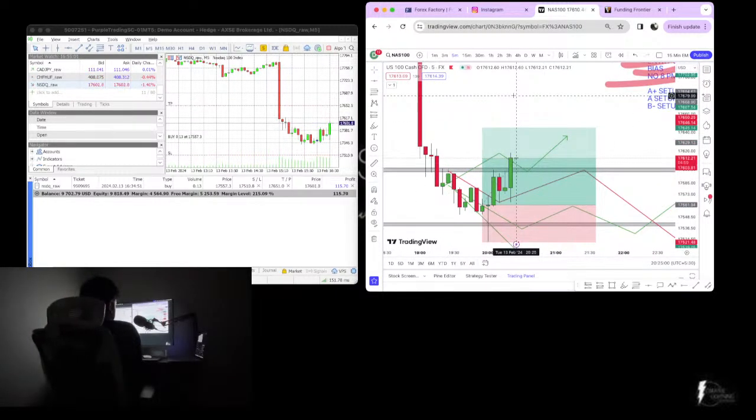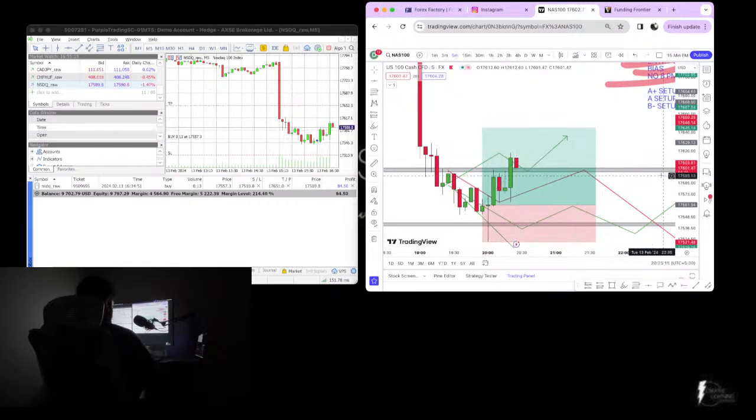So let's see, will this trade work out or will it shoot down? All the possibilities are always open until the trade is closed. So I'll just wait for this candle. After that, I'll close this session.